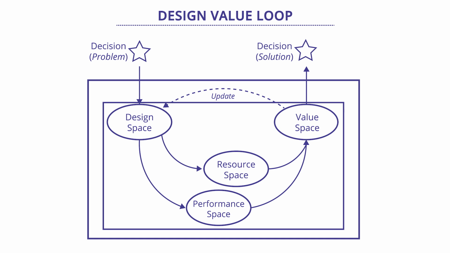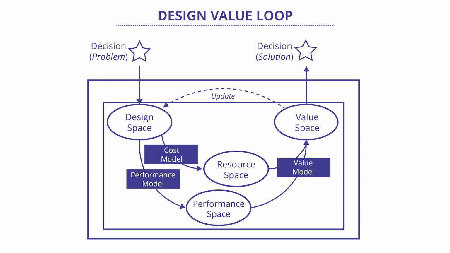And so now looking at these three spaces of data, we actually have three different categories of models that are used to generate them. The first are called cost models. The purpose of cost models is to generate our resource data. The purpose of performance models is to generate our performance data. And the purpose of our value models is to generate our value data. In this segment, we're going to focus on the value models.